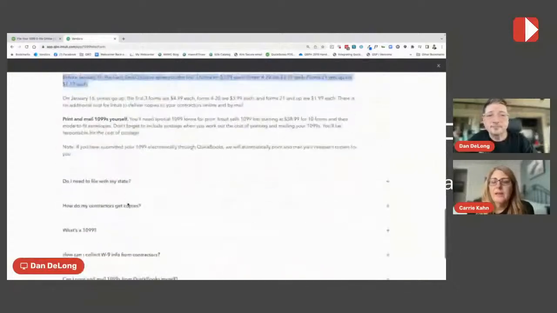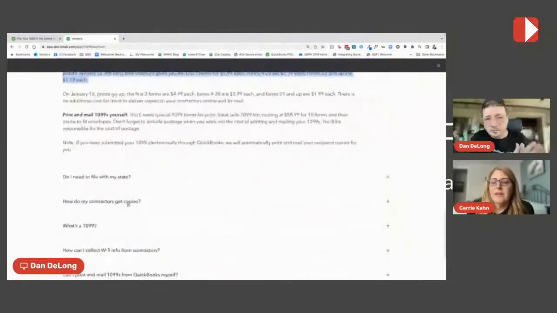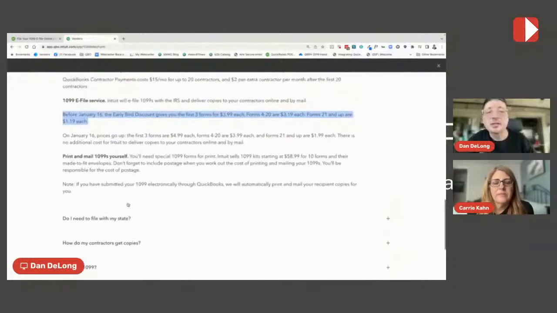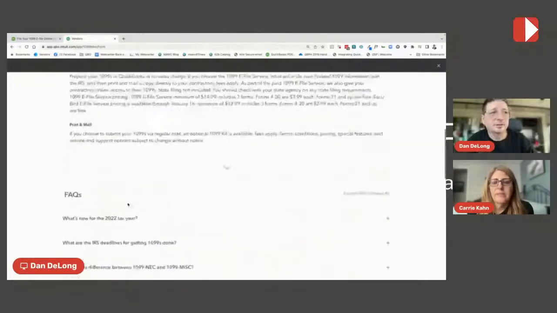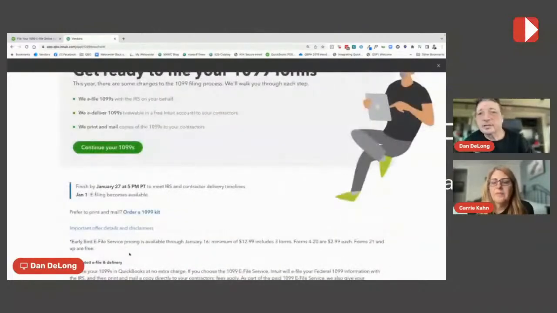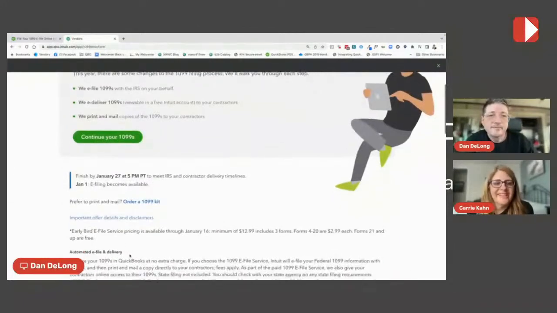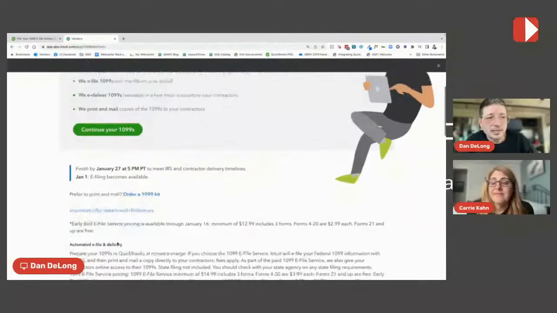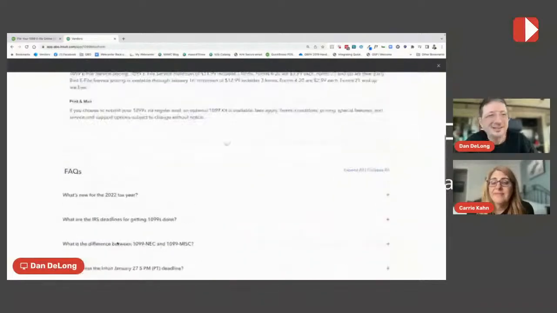So the person that was having this trouble, we did reach out to Intuit. They did realize, oh, this is a mess, and they did honor the early bird discount. So that was a good thing. But they haven't fixed this page yet, so it is very confusing. Bear in mind that you may see a different price than any of these listed here.